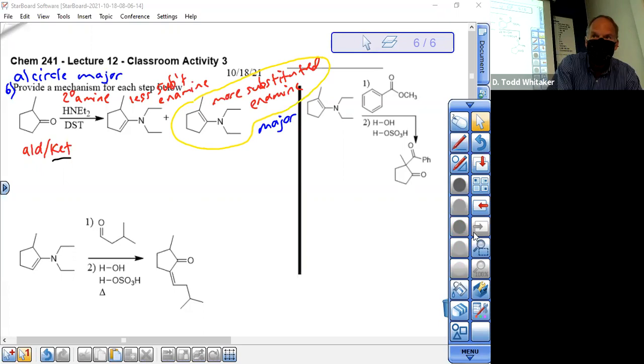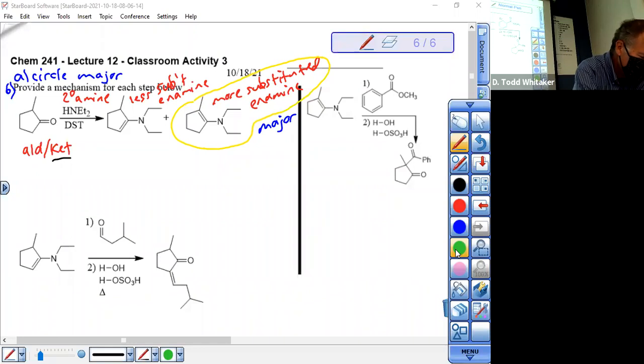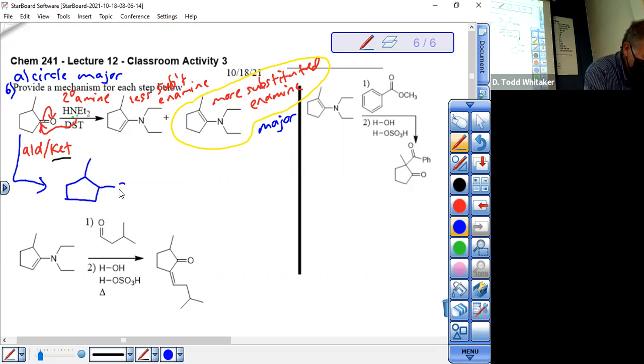Enamines, lone pair, pushy. Attack carbonyl. Get greedy or not? Let's not. Just do. We could have done two steps, but sometimes we'll go a little slower. Methyl. O negative. And with H, ammonium ion.